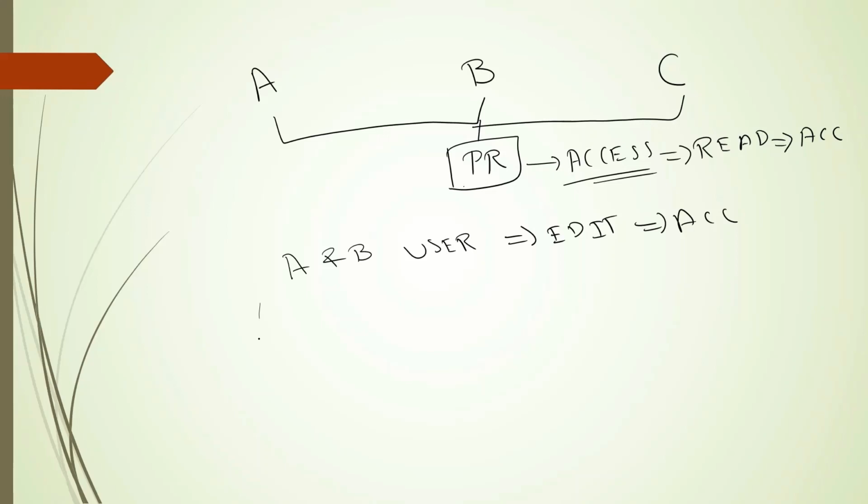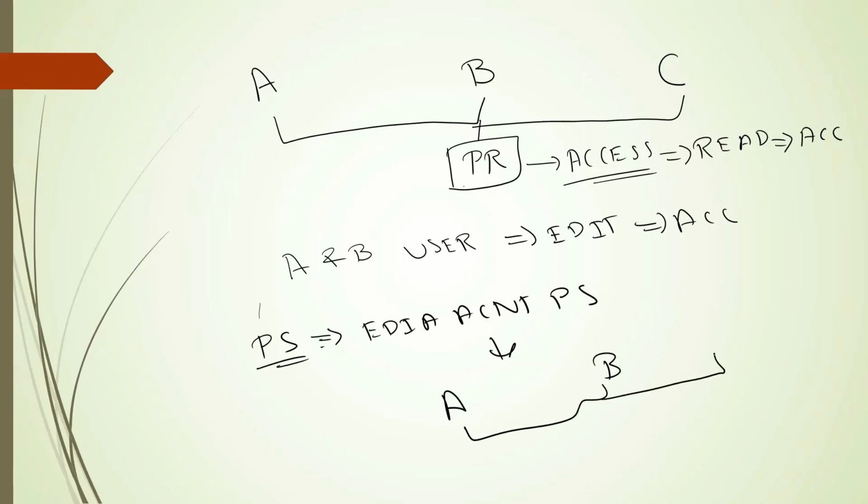So we will create a permission set whose name can be Edit Account Permission Set, and then we will assign this permission set to A and B users. Now these 3 users have the same profile, but these 2 users have the permission set, so they will have the edit access on account, and C will not have the edit access. This is how we can use the permission set as per the requirement.